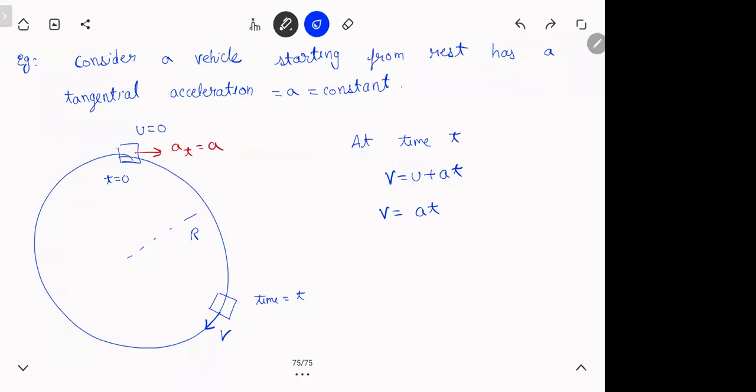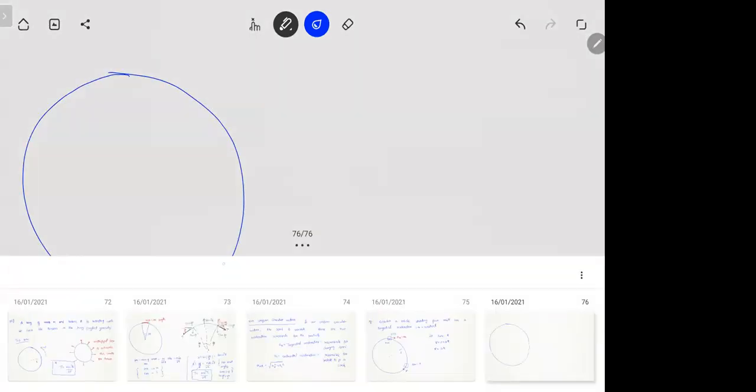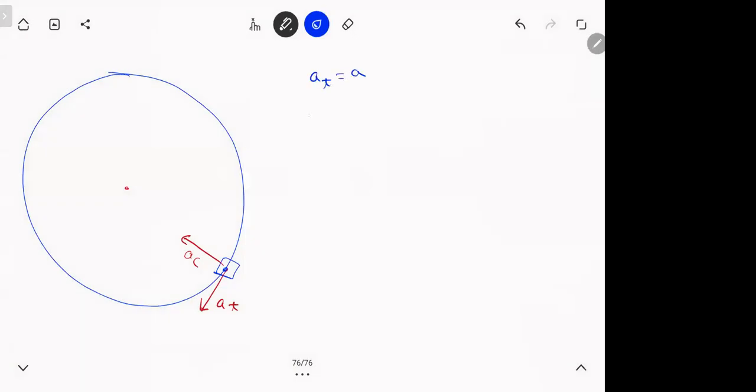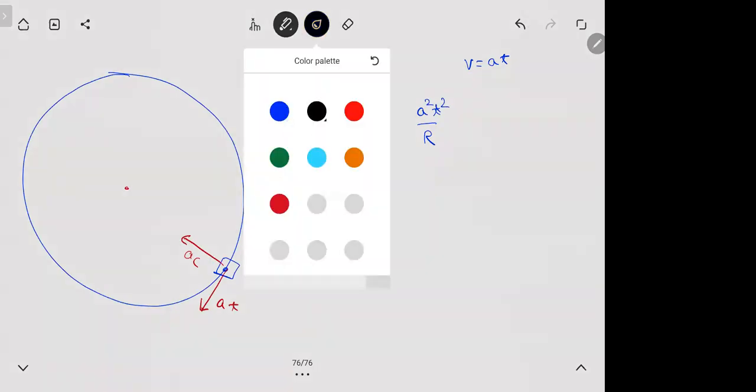Then see, what happens here? After some time, when the vehicle is here, there are two accelerations now, A tangential and A centripetal. We know A tangential is A, that is given. A centripetal is V square by R, and we know V is equal to AT. So you have A square T square by R. So the acceleration, if you observe, is not constant, it's increasing with time. So the net acceleration will be somewhere in the middle.